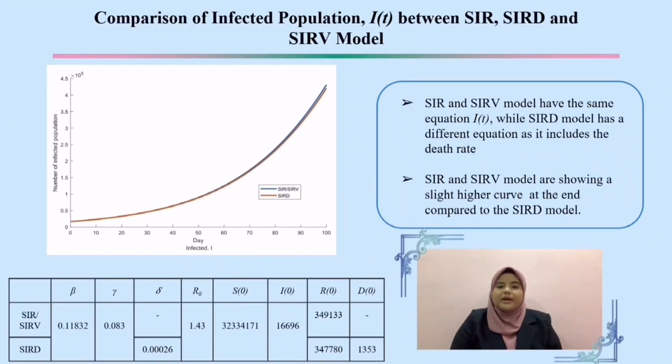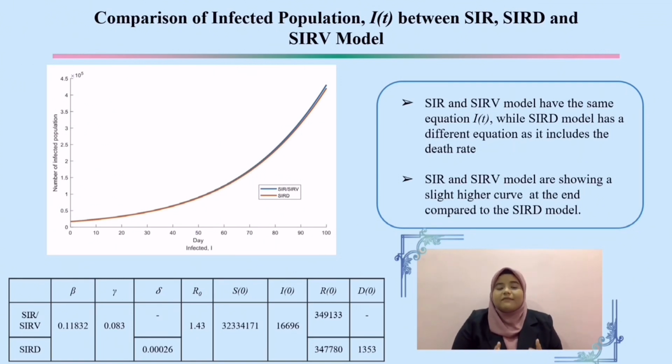We will move to the comparison of infected population between SIR, SIRD, and SIRV model. SIR and SIRV model have the same equation to compute the number of infected cases, while SIRD model has a different equation as it includes the death rate. We use the same value for transmission rate and recovery rate so that the value of R-naught will be the same. Based on the graph, SIR and SIRV model are showing a slightly higher curve at the end compared to the SIRD model.